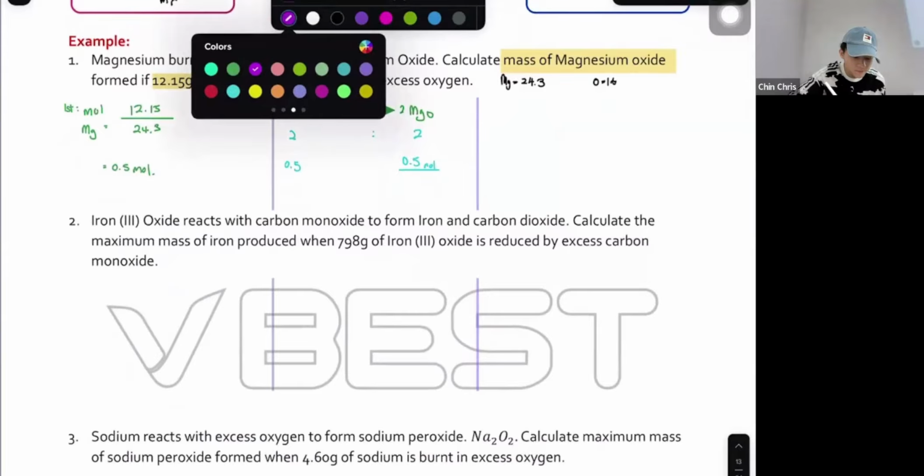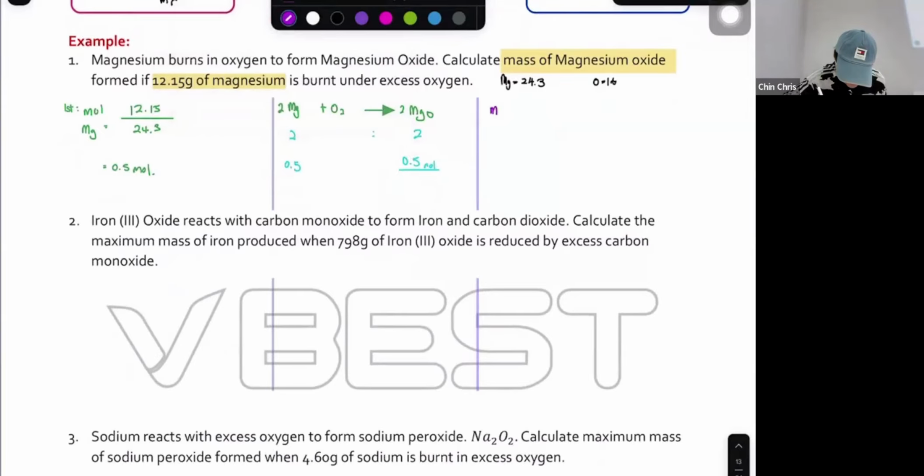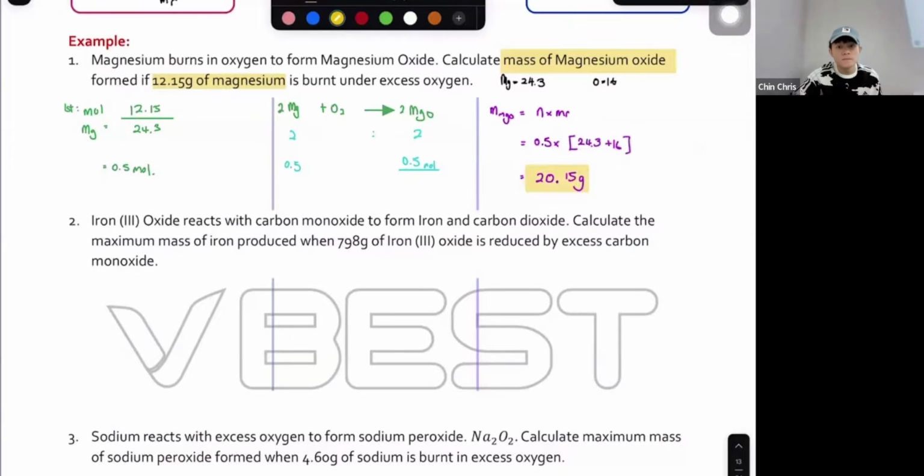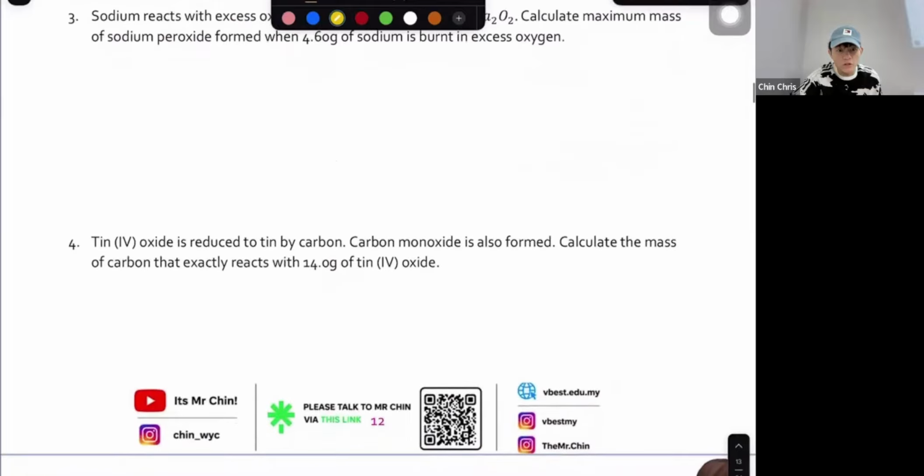Guys, please find me the mass. Is your answer 20.15? Yes. Thank you very much, guys. All right, guys, once done, I don't want you to do the remaining questions yet. Can you skip to the next page, please?